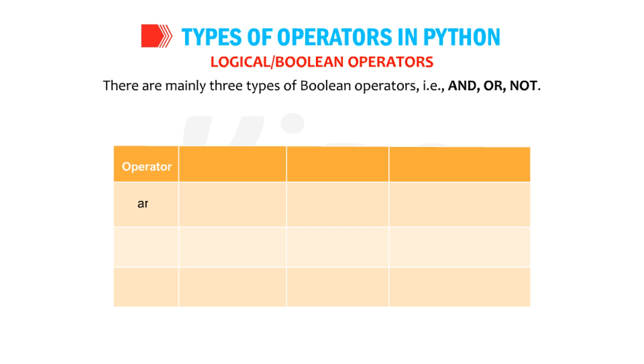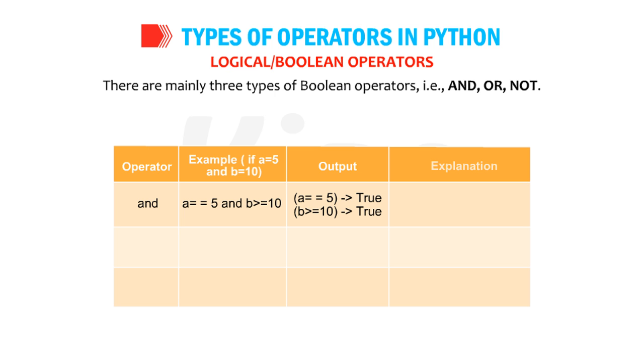Operator and. Example, if a equals to 5 and b equals to 10. A equal to 5 and b is greater than equal to 10. Output, A equal to 5, true. B greater than equal to 10, true. Explanation. So the result of the expression is true. Or. A smaller than 5 or B not equal to 10.